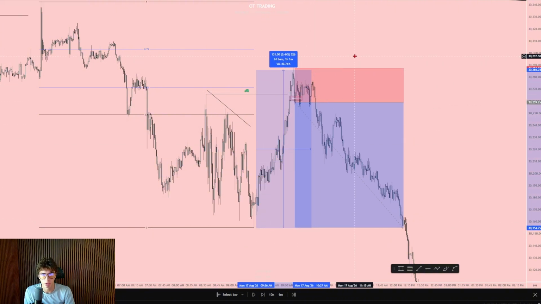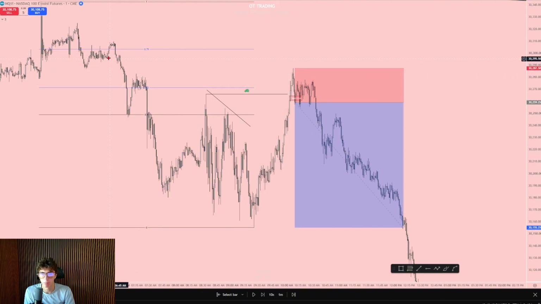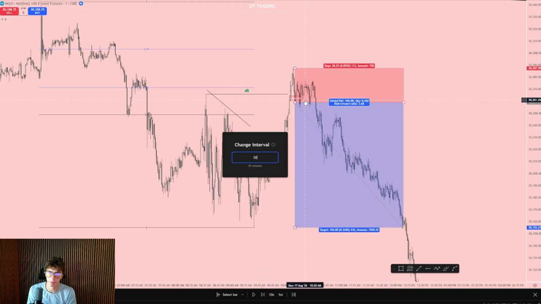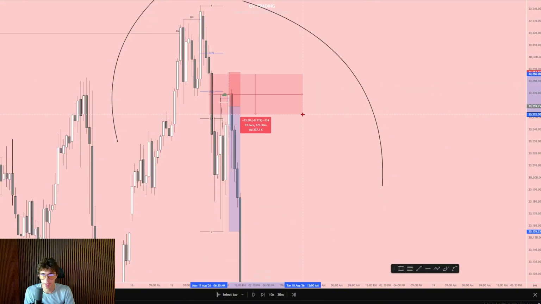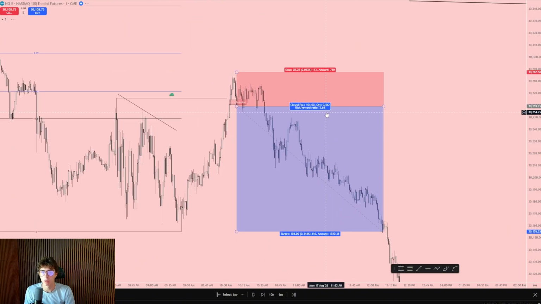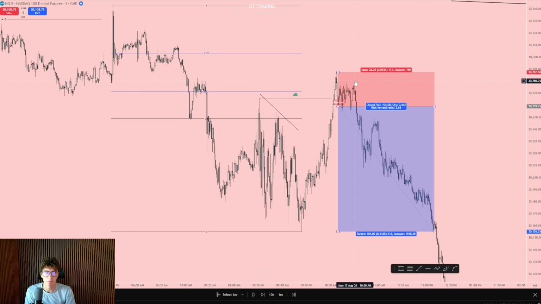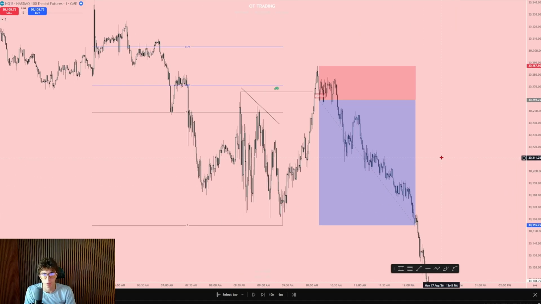So understanding after the sweep, we add confluence here. Maybe we have a higher time frame gap. I think we had a 30-minute gap up here as well. Yeah, we have a 30-minute gap holding. So overall, a lot of confluences add up that this trade actually wants to go lower. We're not just using turtle soup, we're implementing other confluences.